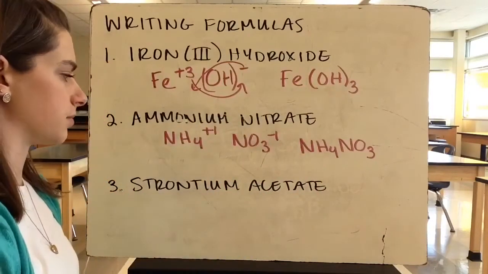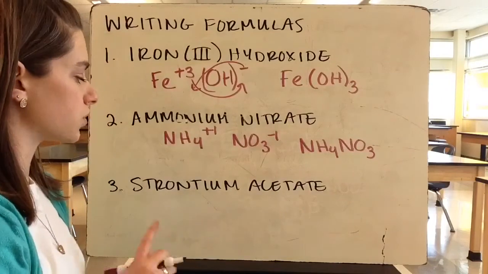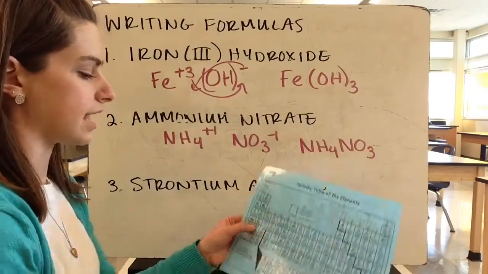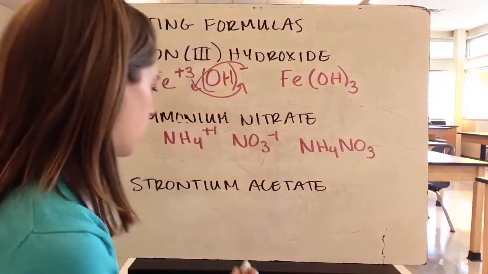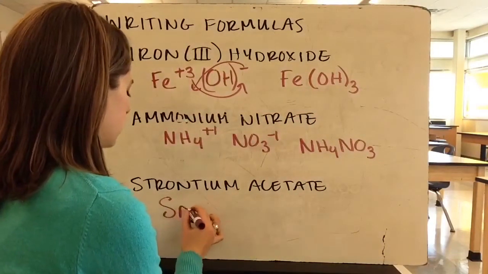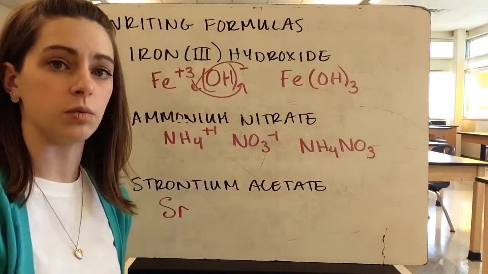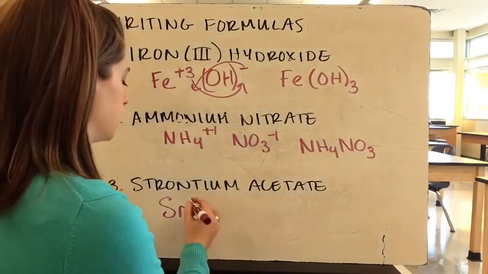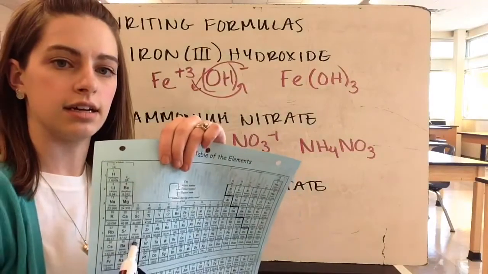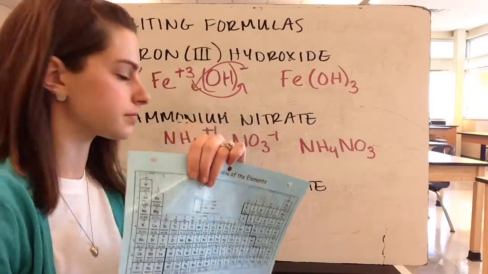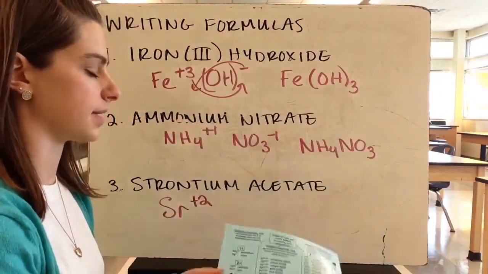Let's look at our last example, strontium acetate. So strontium is an element. It's on our periodic table. It's over here. It's an alkaline earth metal. So it's Sr. Because it's not a transition metal, we know the charge on strontium. Strontium is a +2 charge because it's in the second column. It's right here. Now, acetate is a polyatomic ion.